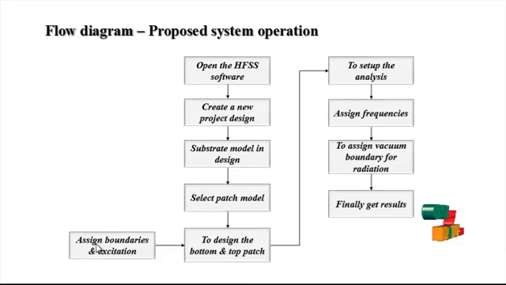And then we assign the boundaries and excitation. In the boundaries, we use the perfect electric field. The electric field must be passed in the top patch antenna and also the bottom ground.